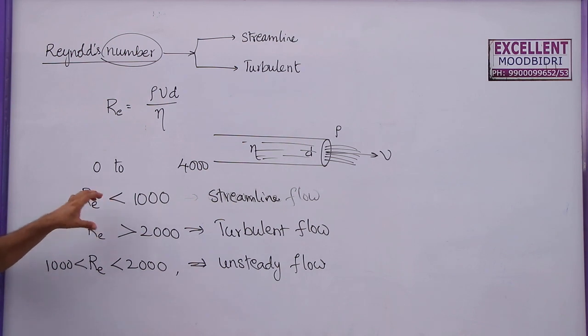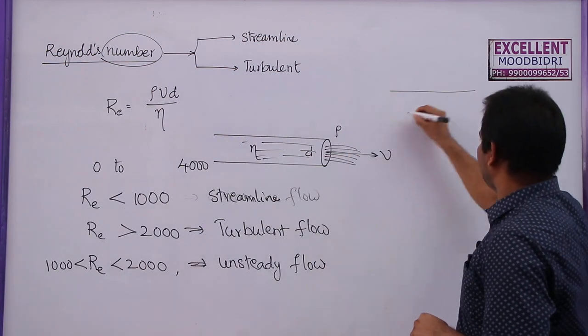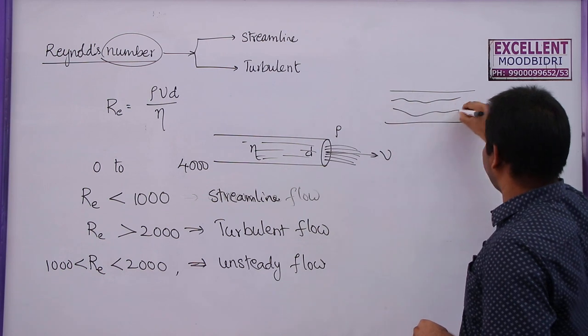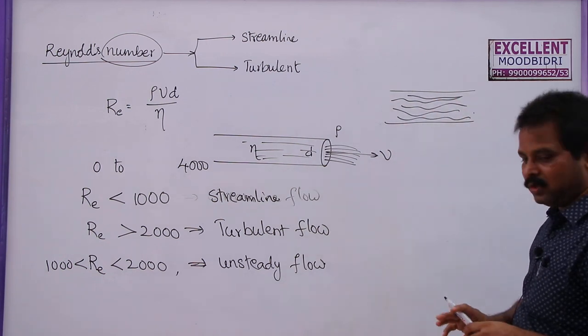Now based on these numbers, we can decide whether the fluid is having turbulent or streamline flow. But before this, suppose you take a fluid which is passing through a pipe or a canal or something. Now one more test is there.